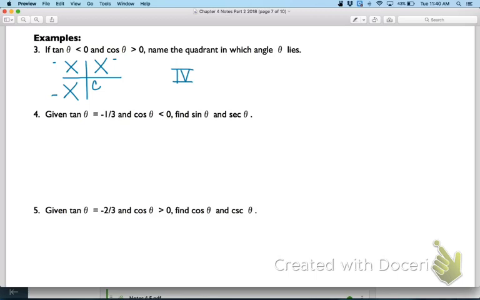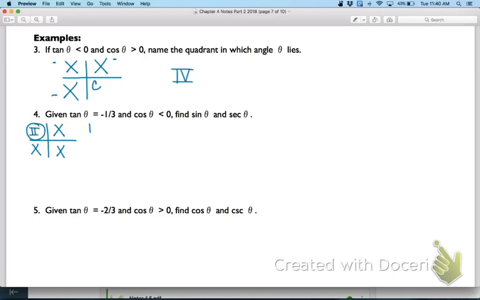Now, here's where it gets a little bit more involved. If we look at this next example here, they have told us that the tangent of theta is negative 1/3 and the cosine of theta is less than 0. We want to figure out the sine of theta and the secant of theta. So we need to start by determining what quadrant we are in. So if tangent is negative, again, it cannot be 1 or 3. But if cosine is negative, it cannot be 4. So this means that we are in quadrant 2.